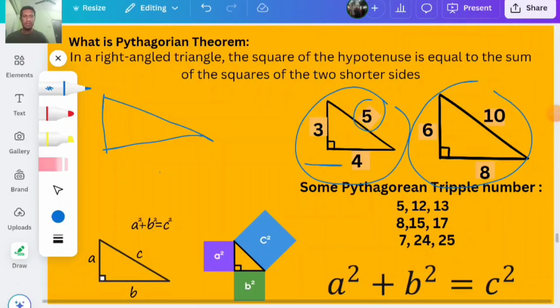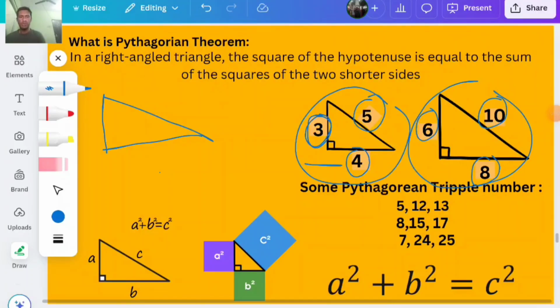Here 5 is the hypotenuse, 3 is the height, and 4 is the base. Or 3 can be said as height or perpendicular. So here 6 is the perpendicular, 8 is the base, 10 is the hypotenuse.